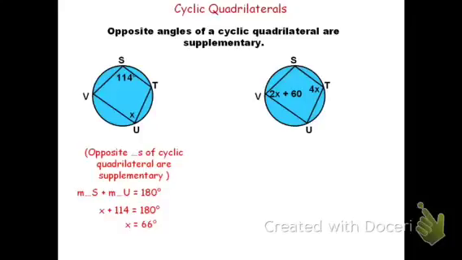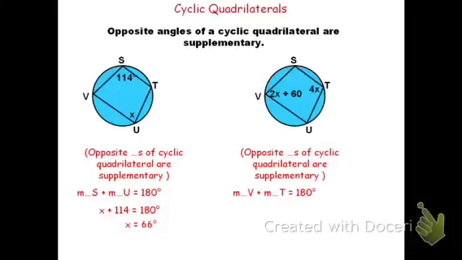Alright, hopefully you had time to try this problem on your own. In this case, we're told that the measure of angle V is 2x plus 60, and the measure of angle T is 4x. Those angles are opposite from each other, and this is a cyclic quadrilateral, meaning the measure of angle V plus the measure of angle T add to be 180, because the opposite angles of a cyclic quadrilateral are supplementary. Substituting, 2x plus 60 plus 4x equals 180. If we combine like terms on the left-hand side, we get 2x plus 4x, which is 6x. So we get 6x plus 60 equals 180. Subtract the 60, divide by 6, and we find that x is 20 degrees.